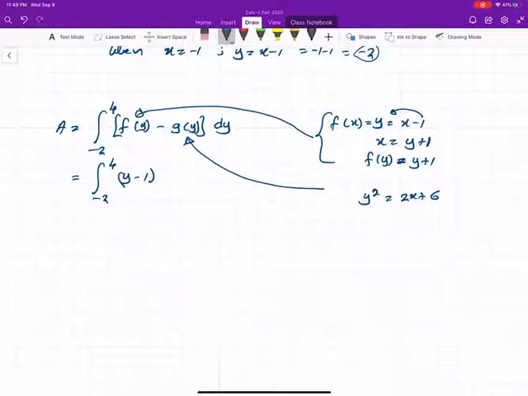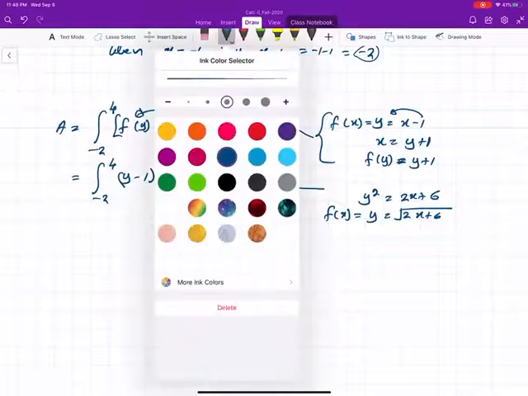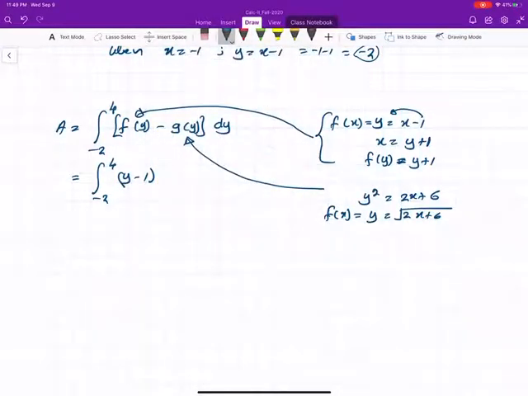If you get the square root of both sides, this is y equals square root of 2x plus 6. This is actually f of x. What I need is, I'm sorry, not f. Let me put g. That's the second function. What I need is g of y. You see that? G of y. So you have to just solve that for x.